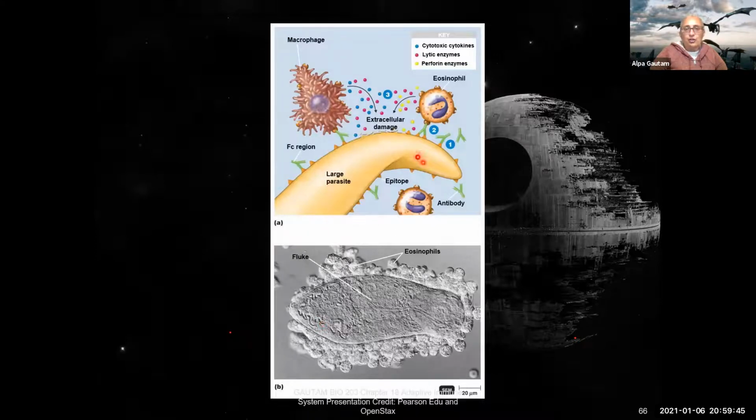So what you see here is our large parasite, and you have these antibodies that bind to them. And what's going to happen, there are regions on the antibodies that are recognized by macrophages and eosinophils, and they will come along and release hydrolytic enzymes, destroying this parasite. So this is a scanning electron microscope picture of a fluke, which is a type of helminth, or type of worm. And these are all these eosinophils around it, killing it by digesting it from the outside.